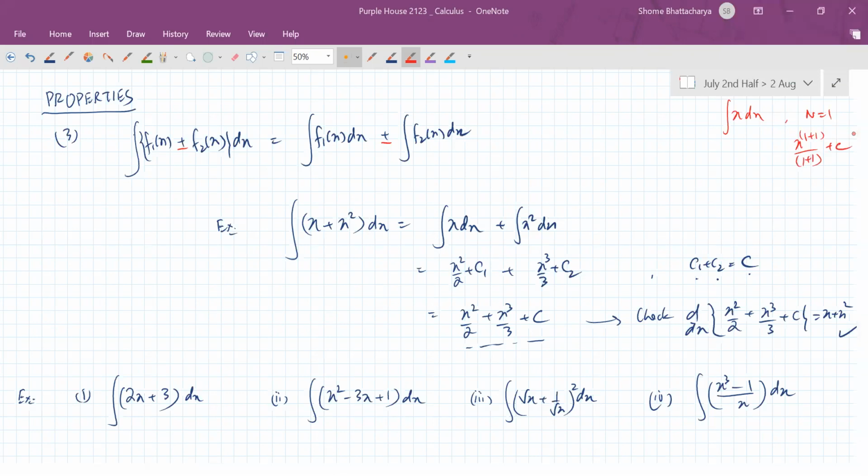Same way for x square, x to the power 2 plus 1 upon 2 plus 1. So these are just coming from the direct x to the power n formula. So same thing you have to do here also.